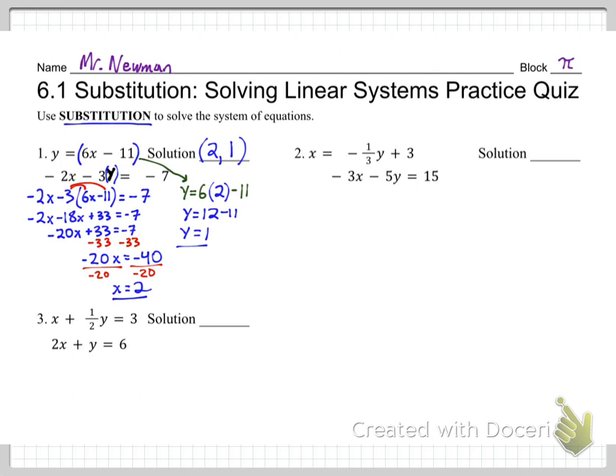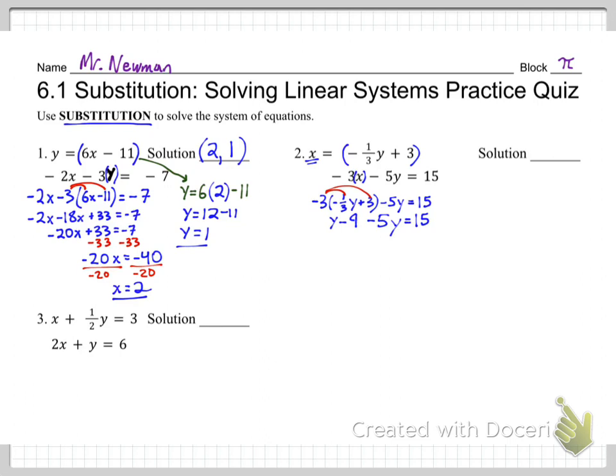For number 2, again, we already have a variable solved. So x is by itself, which means I'm going to put that negative 1/3 y plus 3 in for x because it's equal to x. Now I just need to distribute the negative 3. Negative 3 times negative 1/3. Well, 3 times a third is 1, and a negative times a negative is a positive. So we get positive y minus 9, because negative 3 times 3 is negative 9. And the rest of the equation falls out like that.